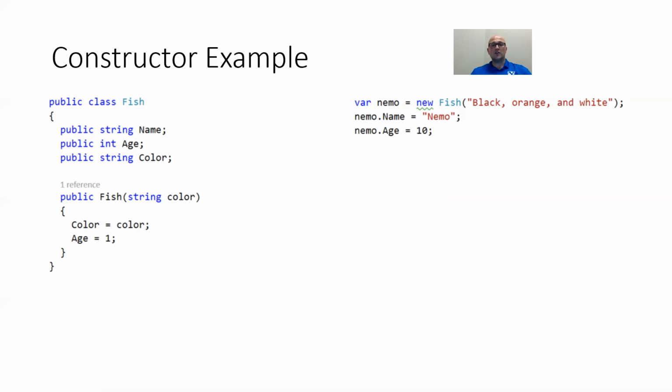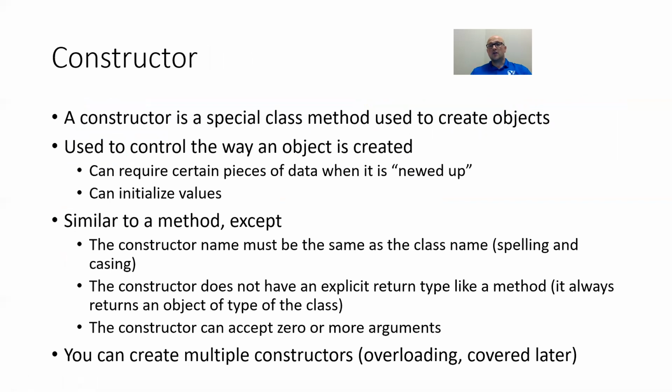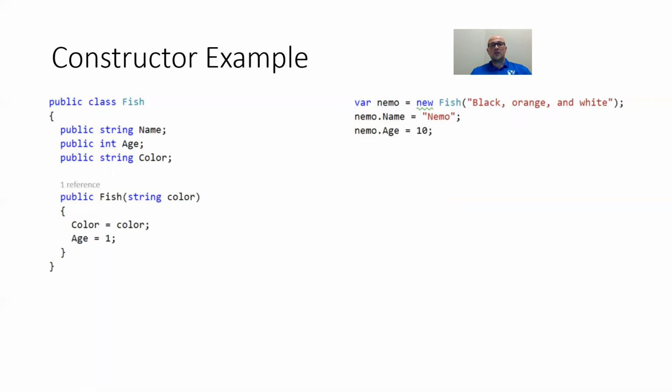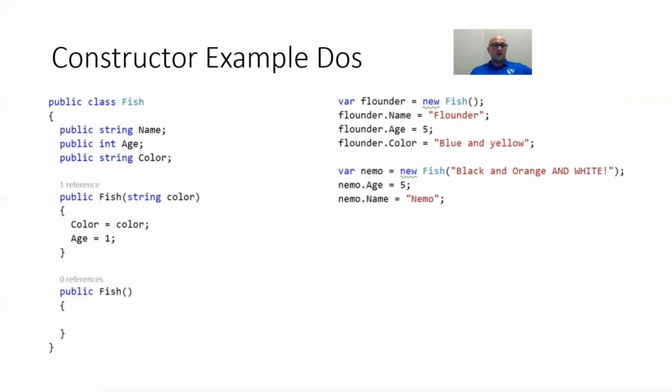And you can have multiple constructors. You could have a constructor that requires that a color be specified. You could have a constructor that requires that a color and a name are specified. Lots of constructors could be created. As I had on the slide, constructor overloading is something we will cover in the future. Okay, here is another example of constructors.